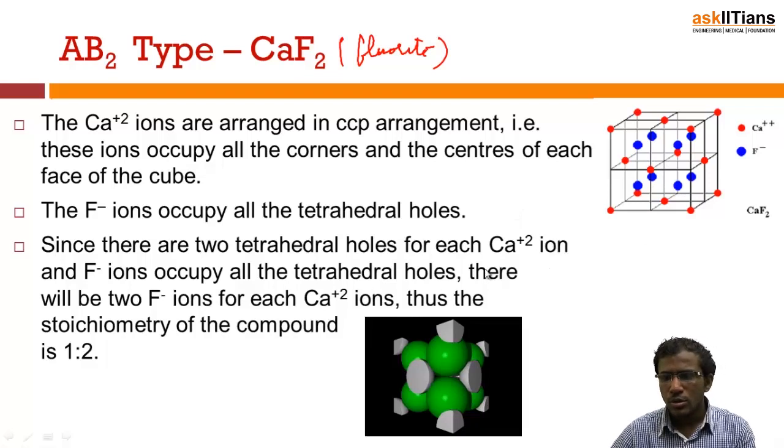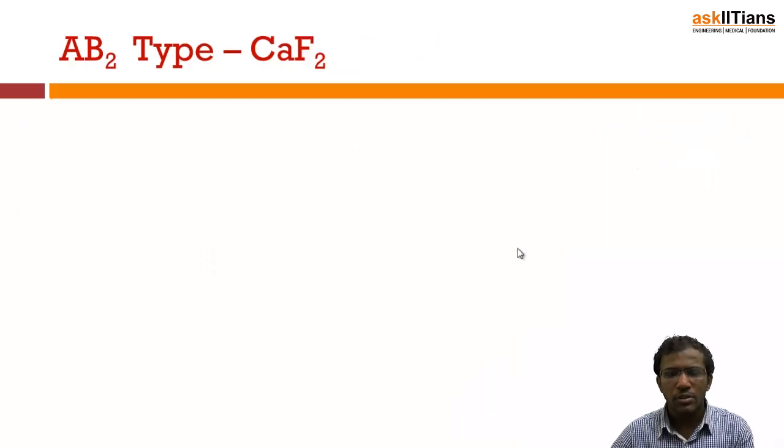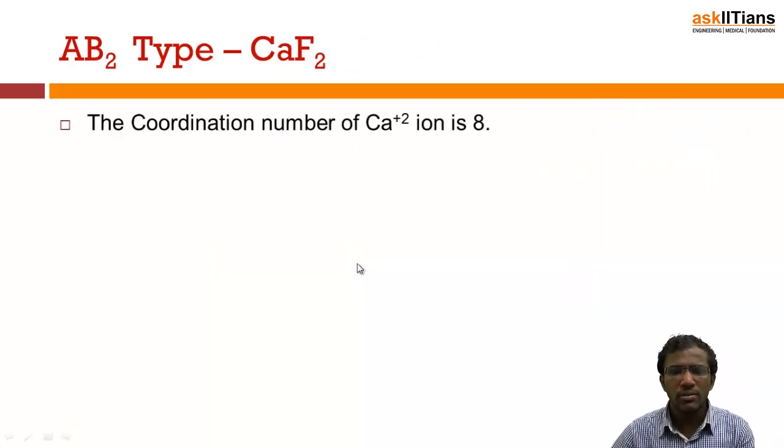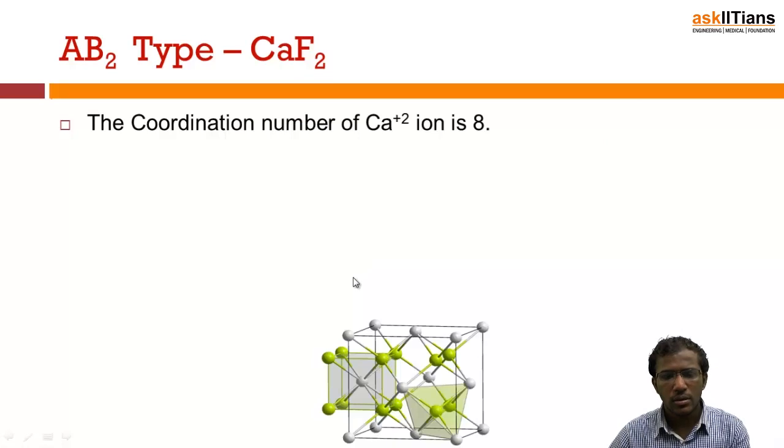Okay. So here the number of calcium ions will be only 4. We have only 4 calcium ions, but we have a total of 8 fluoride ions. So the coordination number of calcium is 8, because if you look at the calcium ion present at this face center, it is surrounded by 8 fluoride ions.